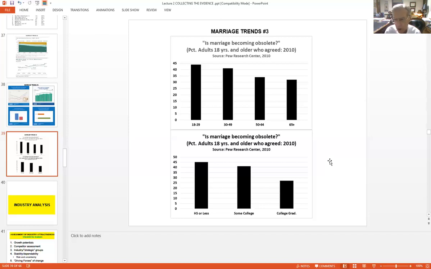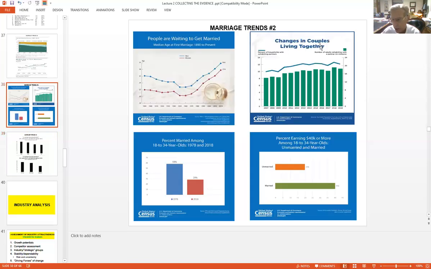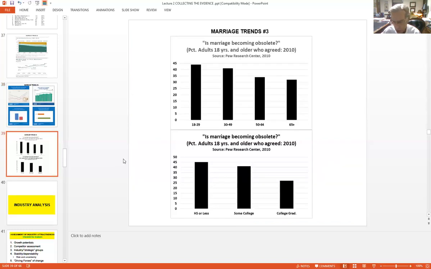So no doubt about it, people seem to be perceiving that marriage is becoming obsolete, and therefore there's a question. Do they therefore believe that it's okay to be part of that group up here that are living together but not getting married? And that's an interesting question. Another interesting question is, do people who are college graduates share the same opinion? And clearly they don't.